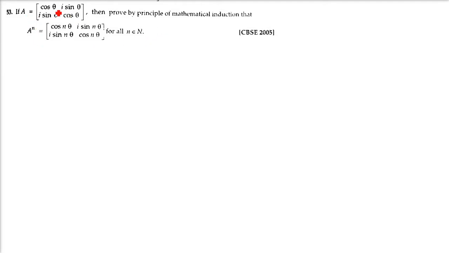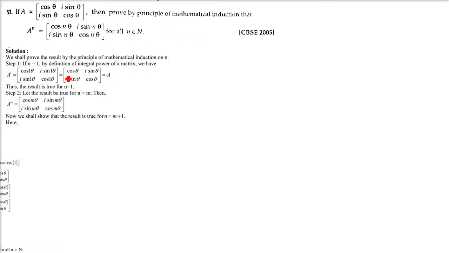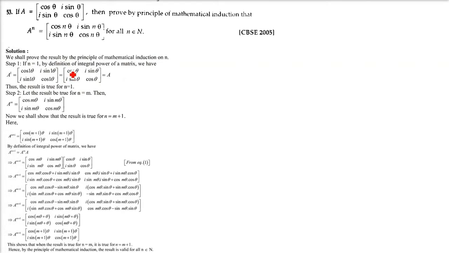A is given as the matrix cos theta, i sin theta; i sin theta, cos theta. Then prove by mathematical induction that A raised to n is this, for all n belonging to capital N. Okay, so this type of question can come in your exam. This will weigh around 5 marks.